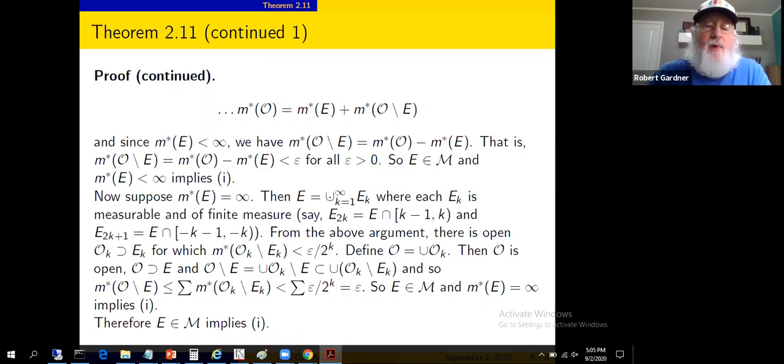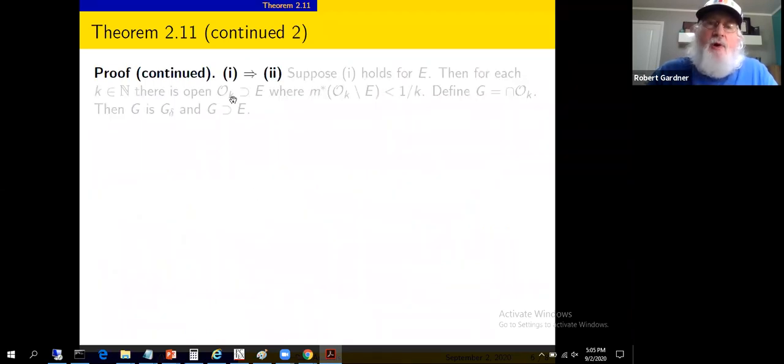So now we've established property 1 in the event that E is a measurable infinite measure set. Okay, so we've shown that if E is measurable, then property 1 holds. Next, I'm going to show property 1 implies property 2.